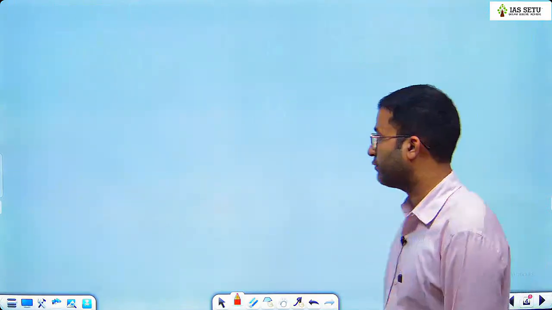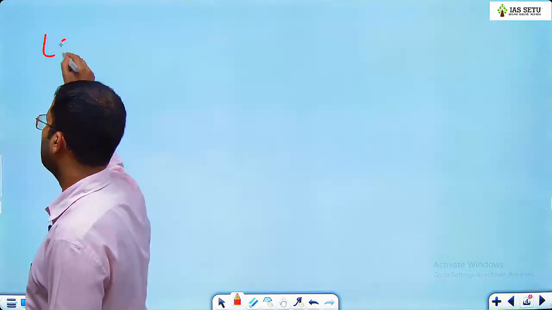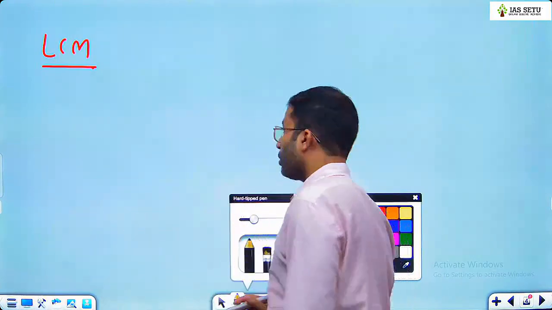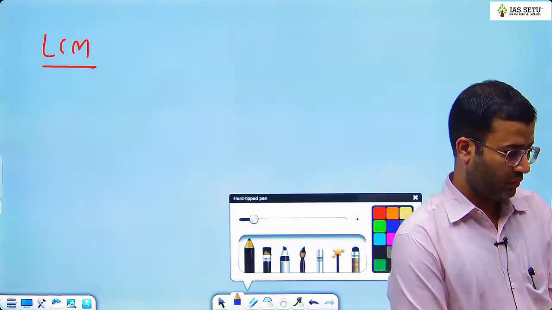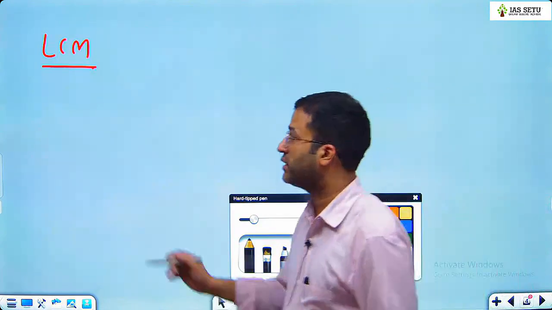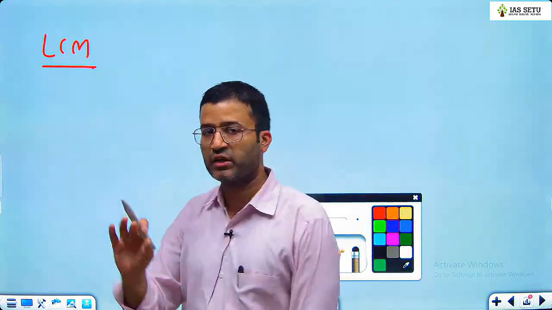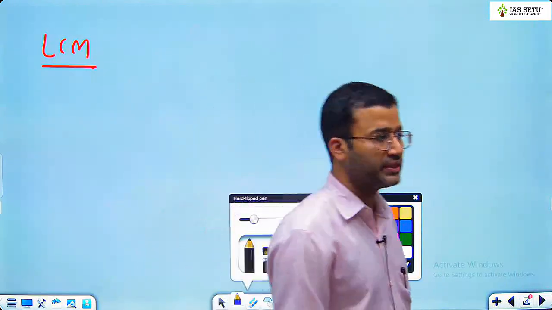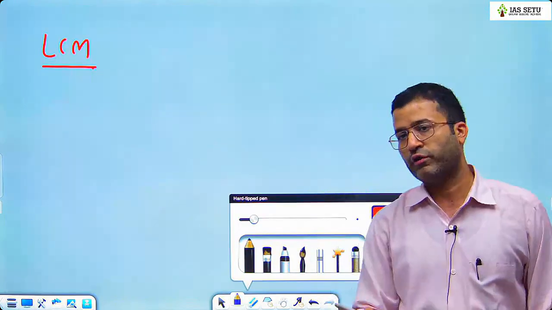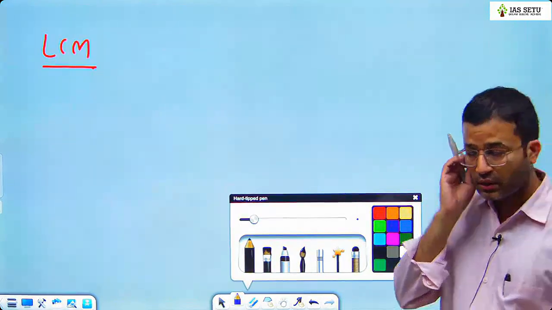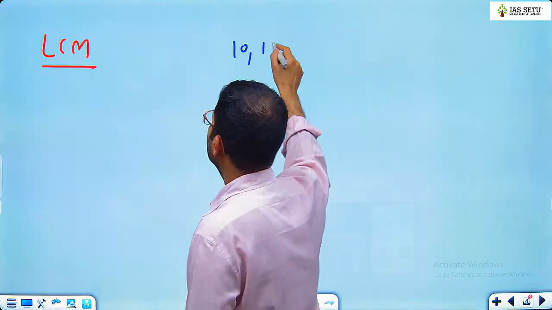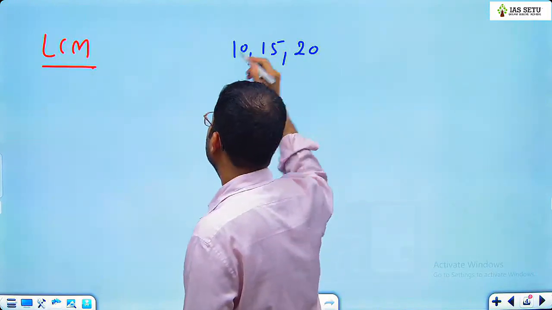Now I start with LCM. Quickly, I tell you how to find LCM of 2 or 3 numbers. I just take 1 or 2 examples because this is the basic thing. Many of you already know, many of you don't know. Then I give you homework for that. LCM. Like here, if I take numbers 10, 15, 20.